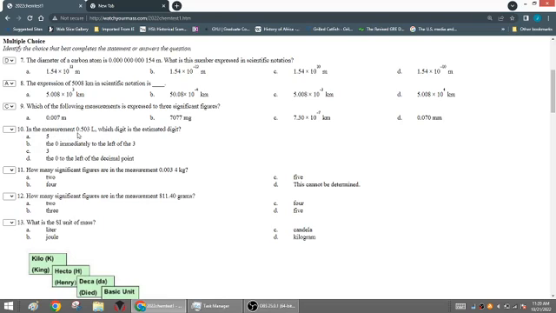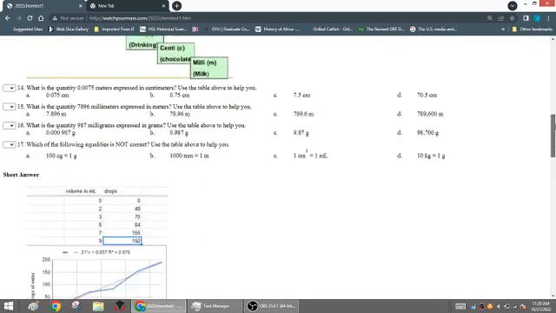In the measurement 0.503 liters, which digit is the estimated digit? The last digit is always the estimated digit. So that would be the 3. Think about the graduated cylinder. I'll scroll down here to show you one of those.